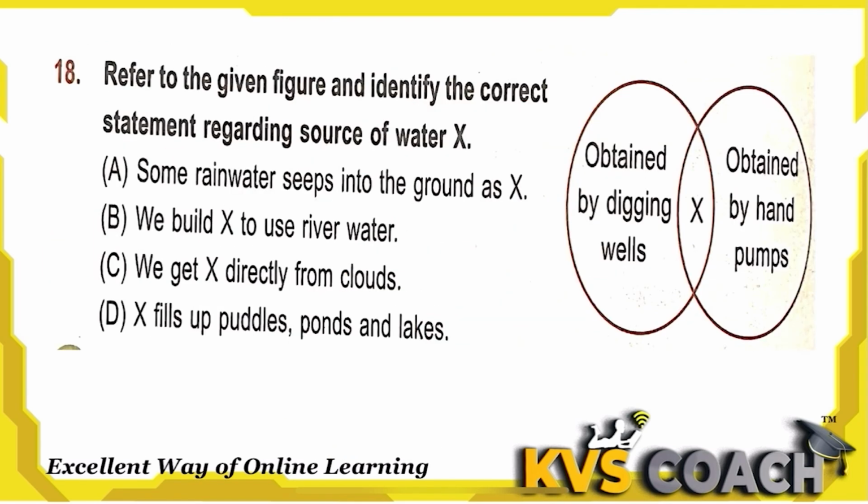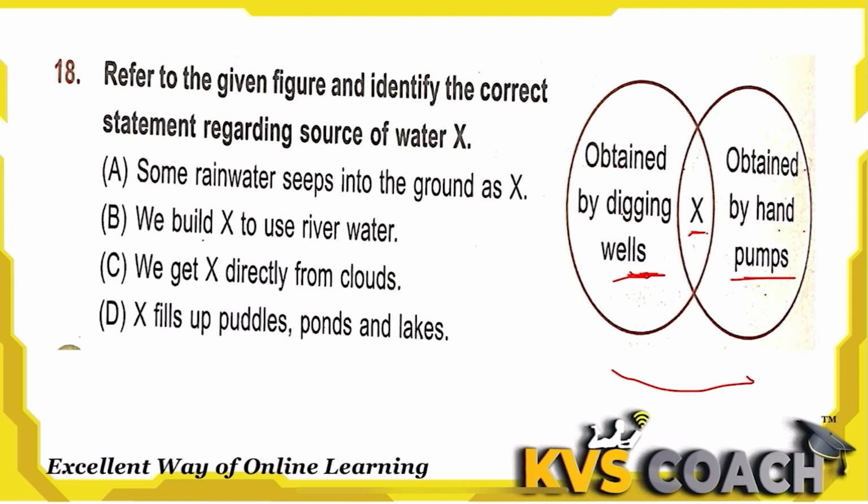Next question: refer to the given figure and identify the correct statement regarding source of water X. Some rainwater seeps into the ground as X. This is X. We build X. Look at the picture. X is obtained by digging wells and by hand pumps.